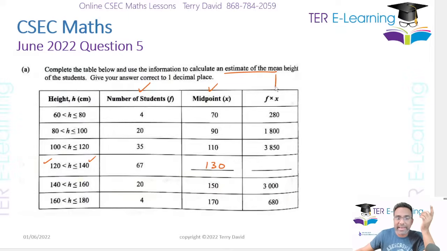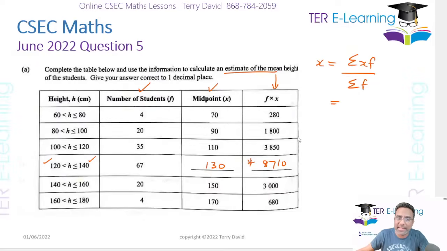Now, this here is a column that we normally add when we have group data. To work this piece out, we're going to multiply 67 by 130. So 67 multiplied by 130, and I'm going to get 8710. Now, last night, I told you all how to find the mean. Mean is given by sigma xf divided by sigma f.